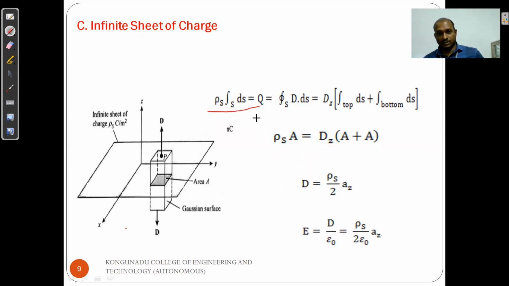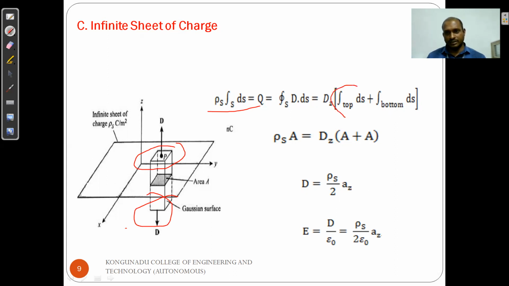According to Gauss law, rho S into surface integral ds is equal to Q. That is equal to surface integral D dot ds. There are two surfaces, the top surface and the bottom surface. We are taking the electric flux density D as Dz into az. So Dz into integral top ds plus integral bottom ds.